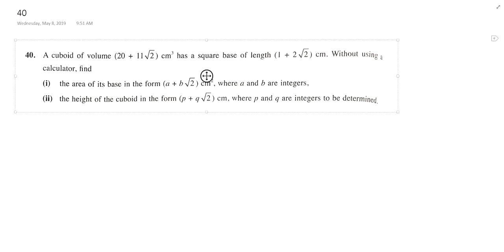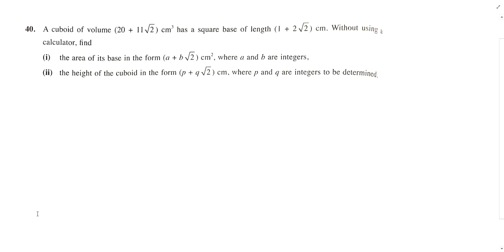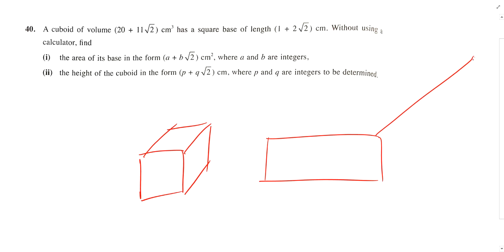Now back to question 40. Cuboid volume. So who doesn't know what a cuboid is? A cuboid has rectangular faces only. Okay, so a square is also rectangular. It can be a cube. It can be looking like this. These are all cuboids. Alright?